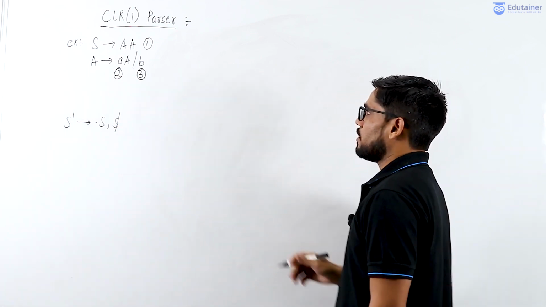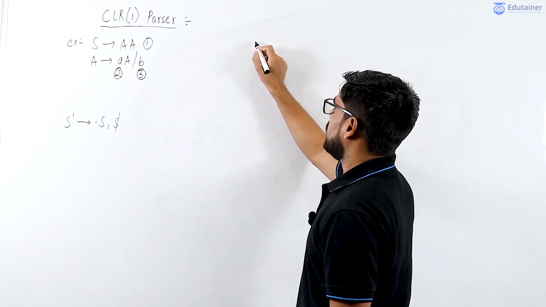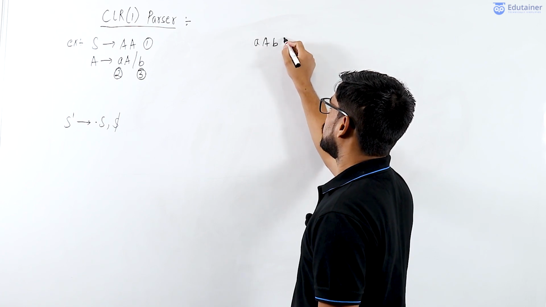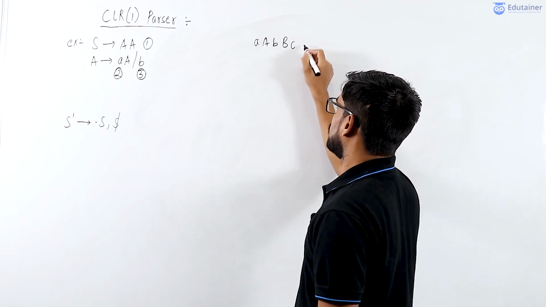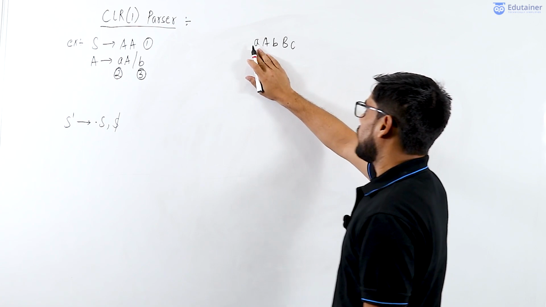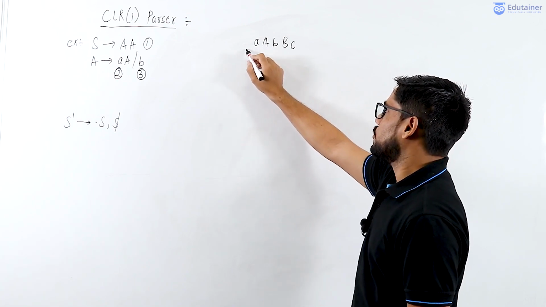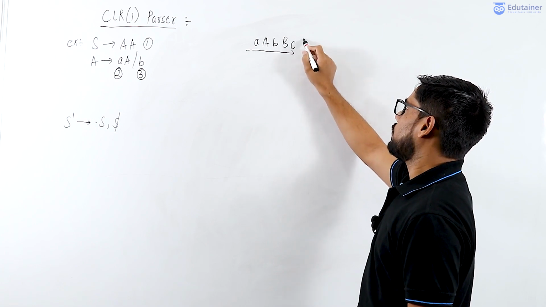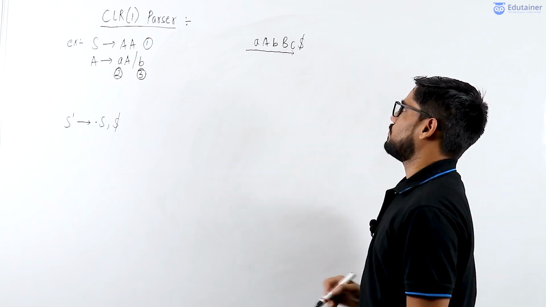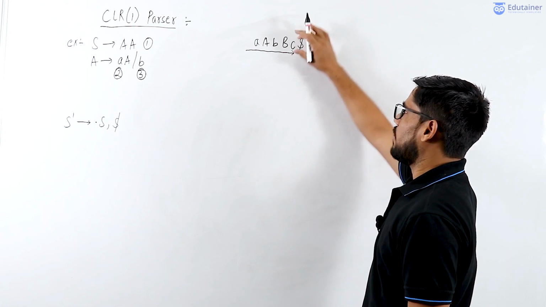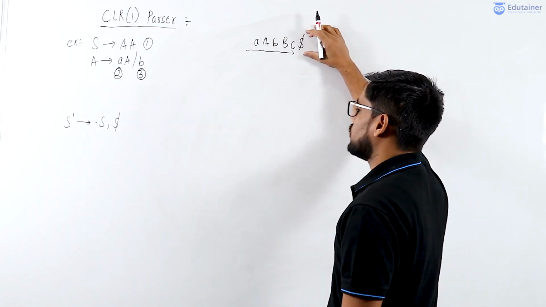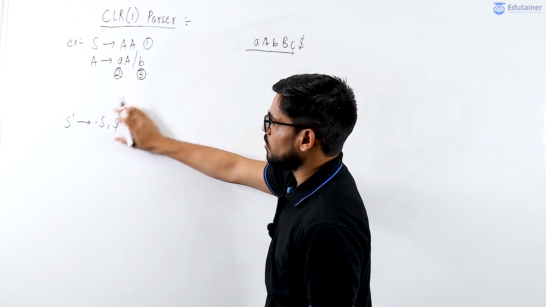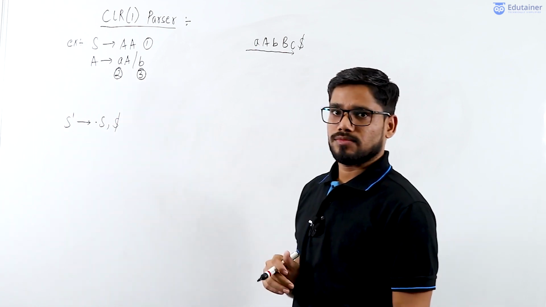is added. Let's say the input is A, B, B, C. Whenever we scan the input related to any grammar, the input will always end with $. Okay, so every input ends with $. That's why we add the $ symbol as a look ahead for the augmented production.